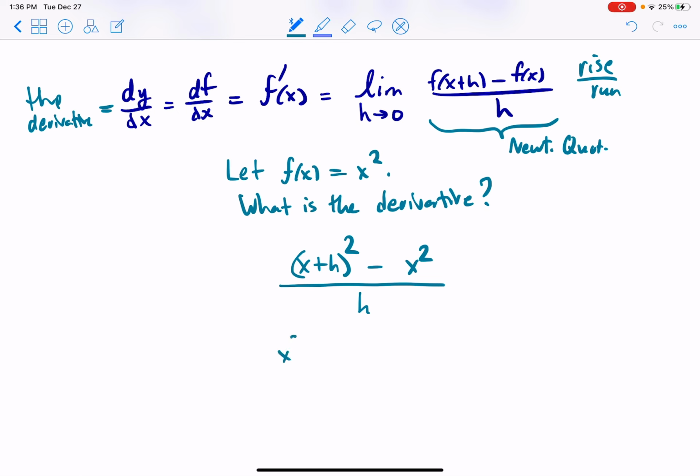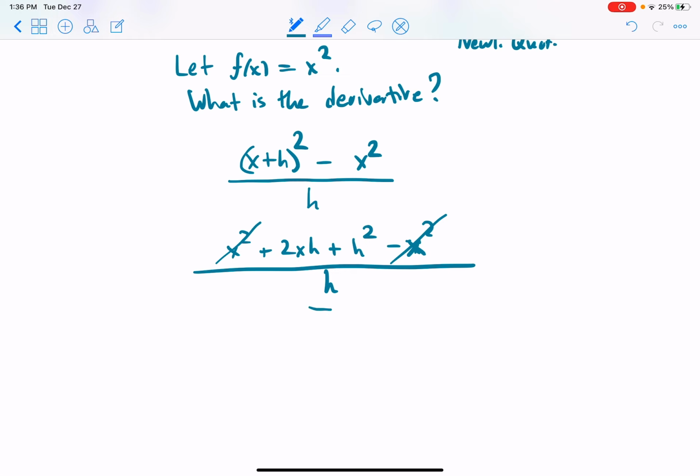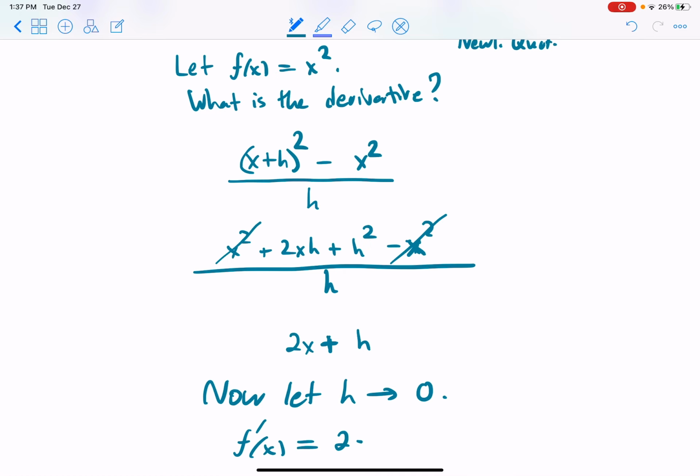Now what I do is I expand this squaring out. I still have to subtract the x squareds, and those will cancel. And then I still have to divide by h. So now I get a 2xh divided by h, that's 2x, and an h squared divided by h gives me a plus h. Now, let h go to 0. Thus, the answer is 2x.